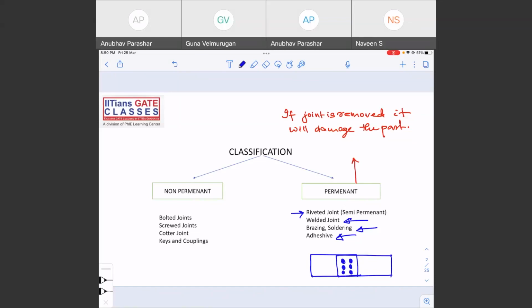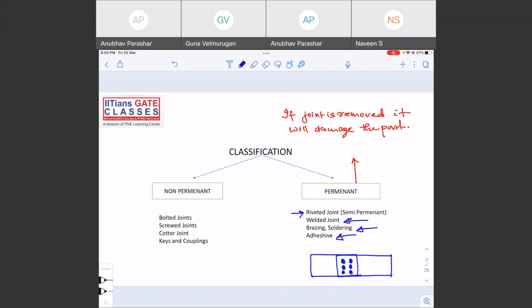Every time you drill a rivet, you will have to use a drill bit slightly larger than the diameter of the rivet. So what will happen? The hole of the rivet will expand. The diameter will expand. So each time you derivet a joint, its diameter will expand.